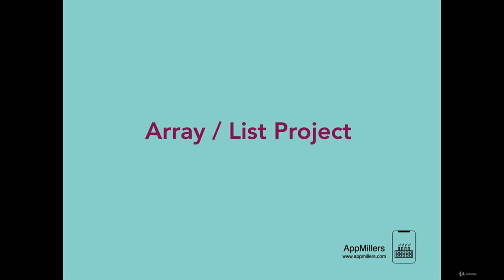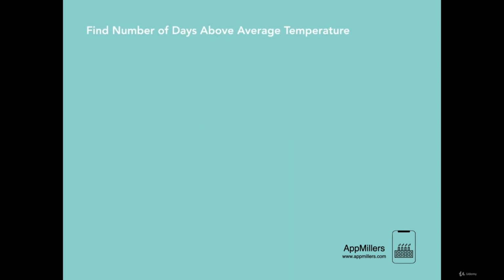In this section, we are going to create a project using an array or Python list. So here, by using an array or Python list, we are going to implement a real-life project. With this project, you will understand how we can use an array or Python list in our real-life projects. Now in our project, we are going to insert daily temperatures into our program, and the program should return the average of these temperatures, and it needs to find the number of days above average temperature.